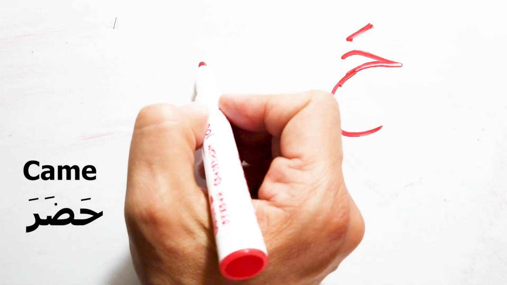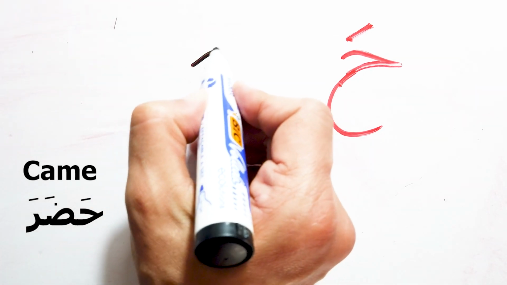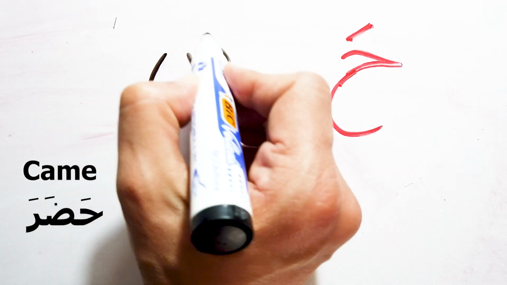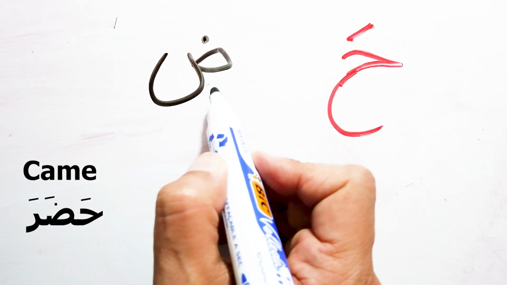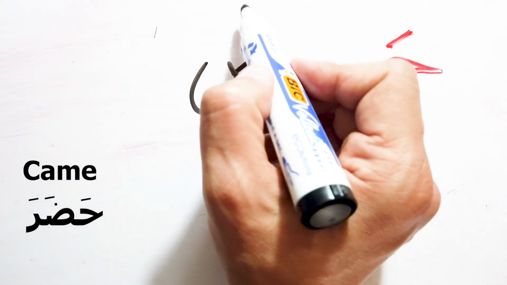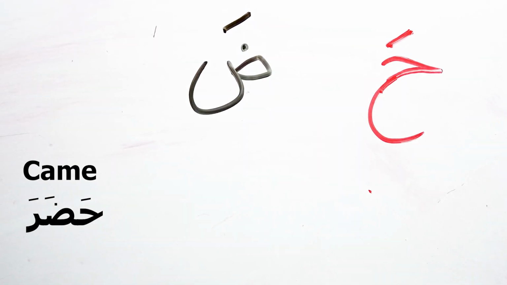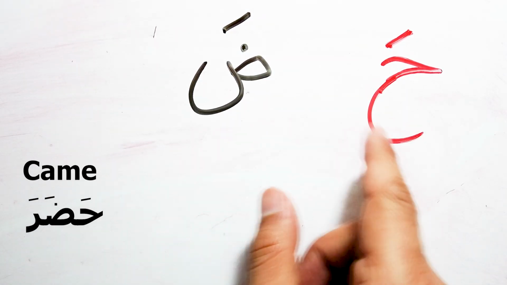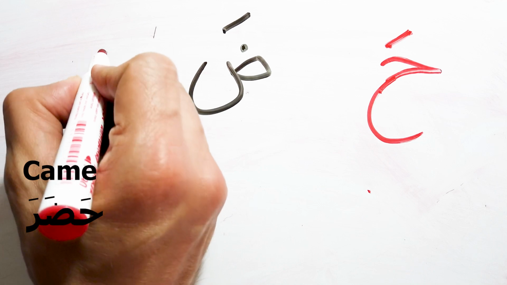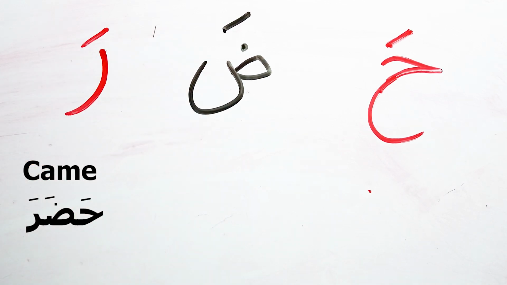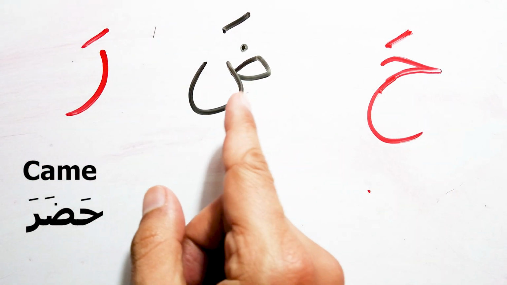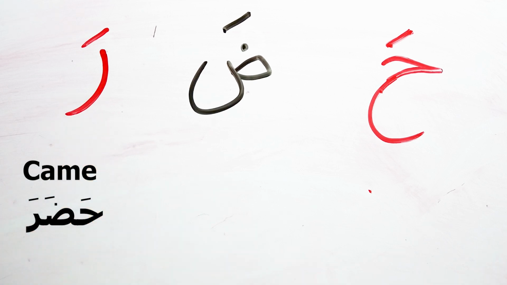It's strong D. It's not D. It is ba, ba, ba. This is the sound of ba. And when I add this mark on the top, we have ba. And finally, we have ra. Ha, ba, ra. Let's connect them.